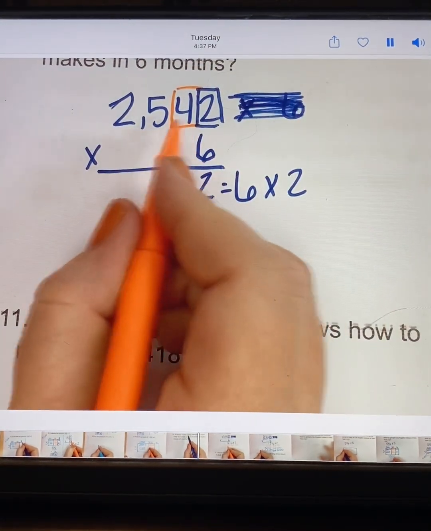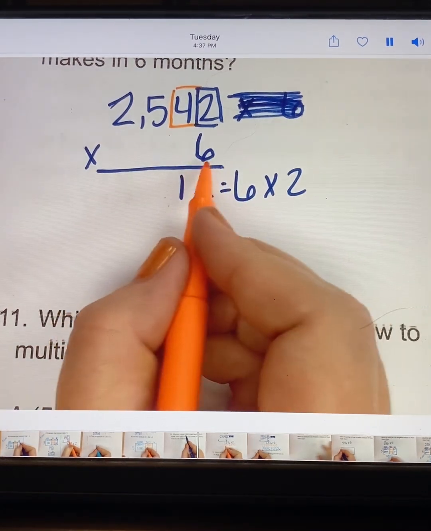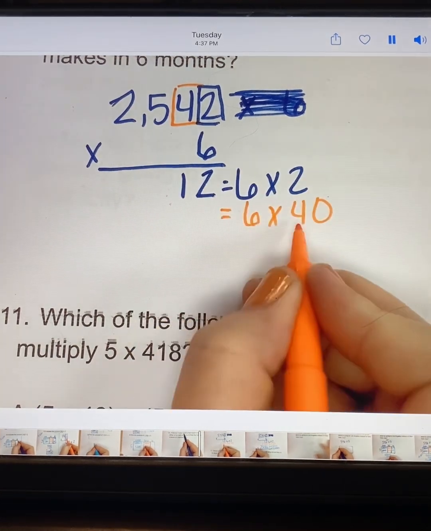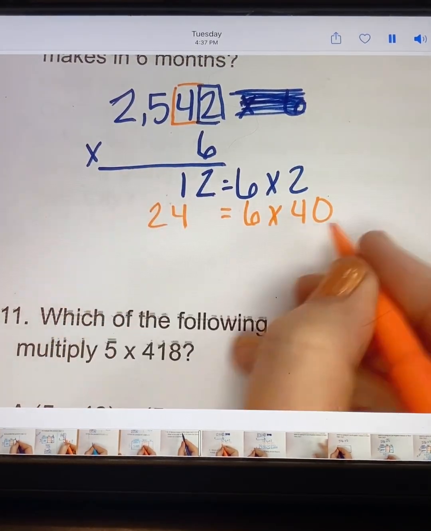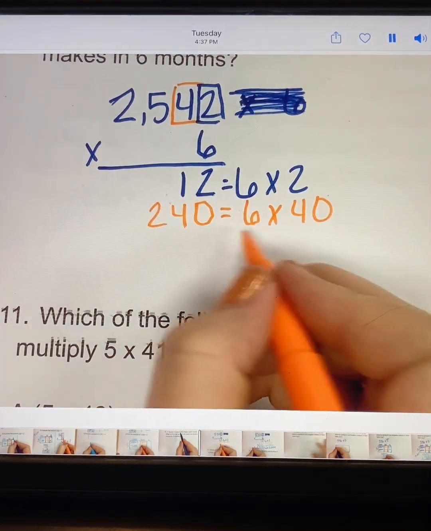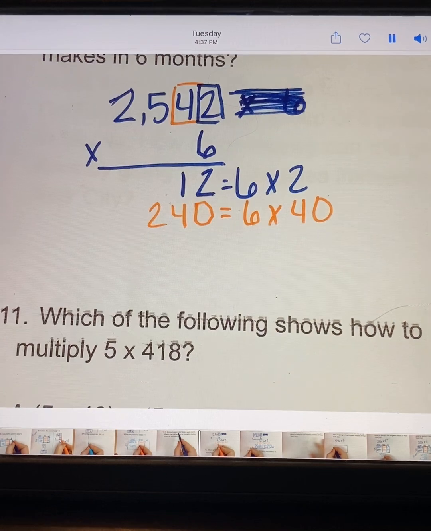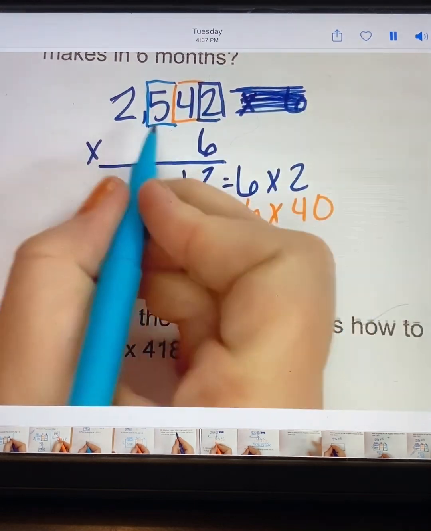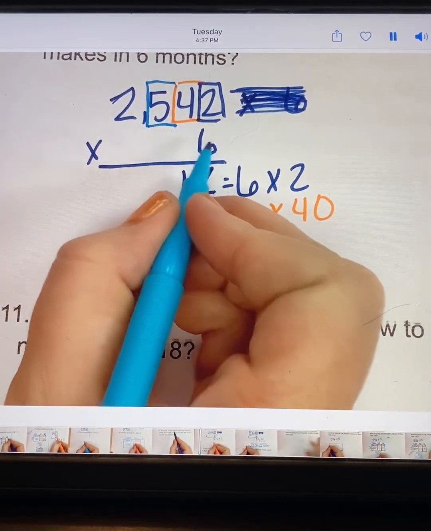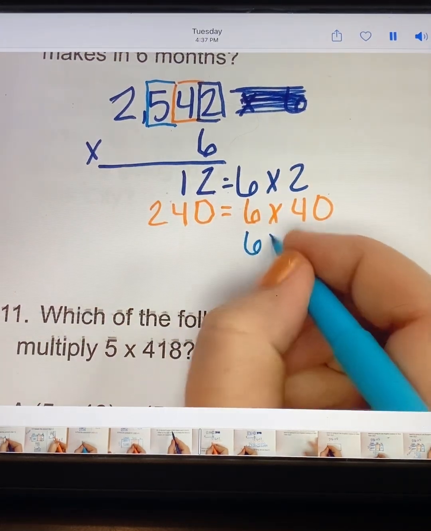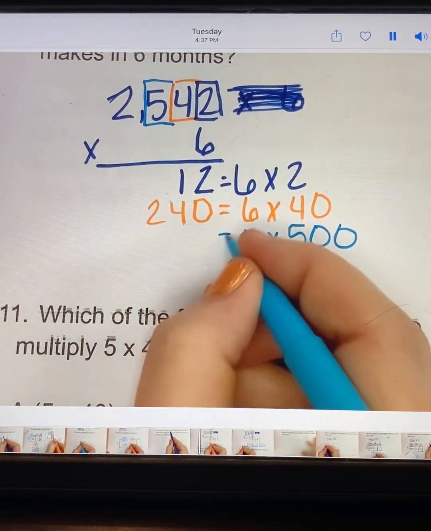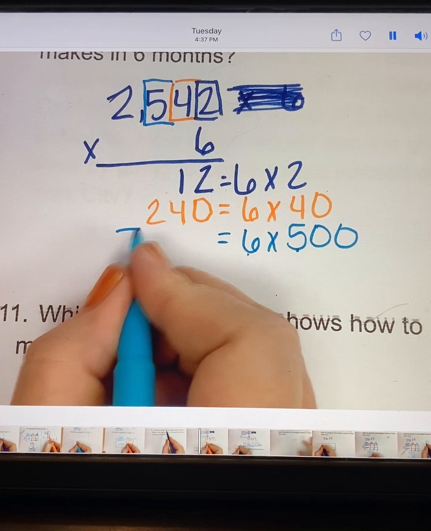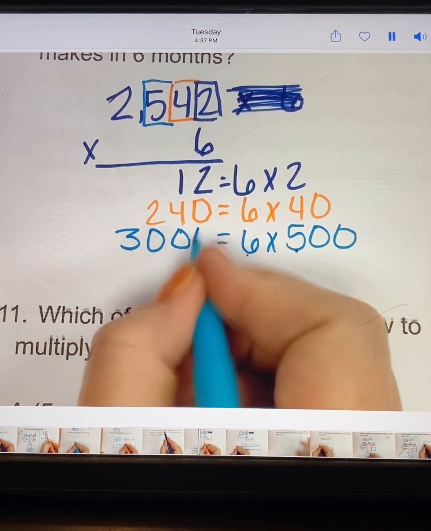Then I'm going to move to my tens place. Now remember, this is not 4, it's 40. So I have 6 times 40. 6 times 4 is 24, and then I have 1 zero, so I have to write it down. 6 times 40 is 240. Okay? Then I have my hundreds place. So remember, the value of this 5 is 500. So I'm going to multiply 6 times 500. 6 times 5 is 30. And then I have 2 zeros, so I'm going to write them down.